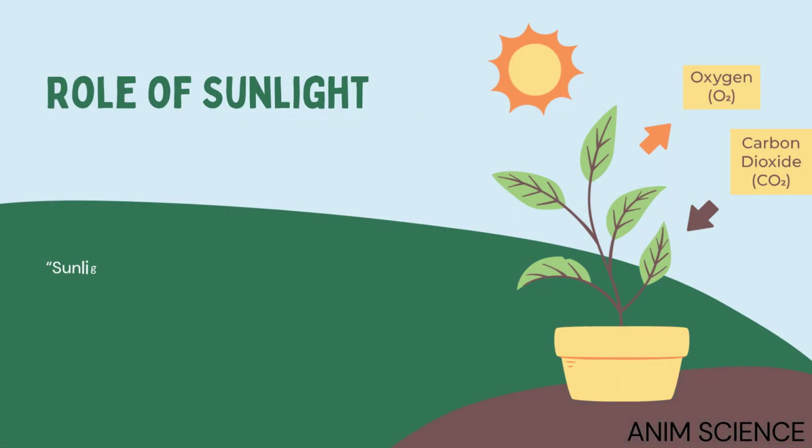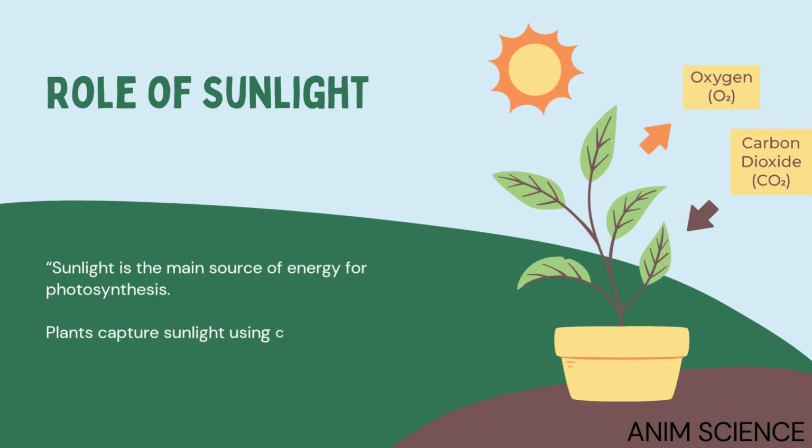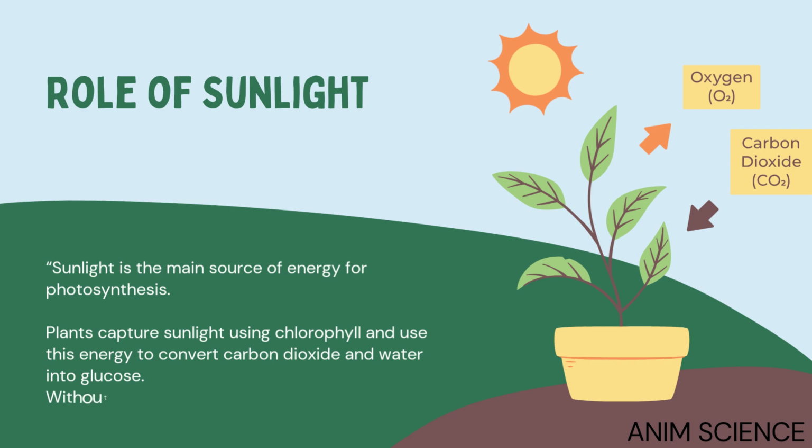Now let's understand the role of sunlight in photosynthesis. Sunlight is the main source of energy for this entire process. Without sunlight, photosynthesis simply cannot take place. Plants capture sunlight using chlorophyll, which is present in their leaves. You can think of chlorophyll like a solar panel that absorbs energy from the sun. This energy is then used to power the chemical reactions that convert carbon dioxide and water into glucose. In other words, sunlight provides the energy needed to transform simple raw materials into food.